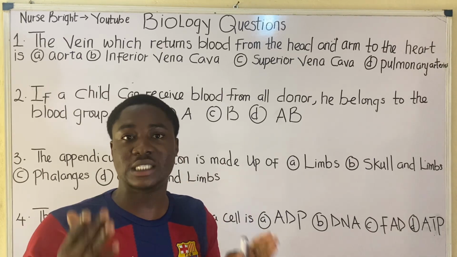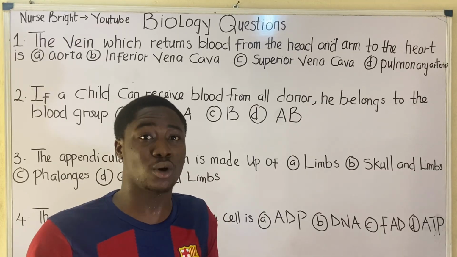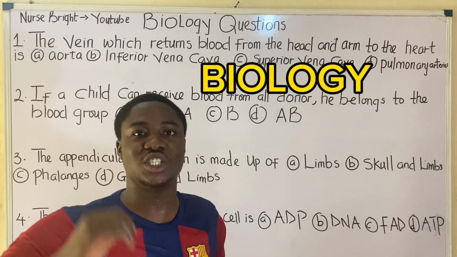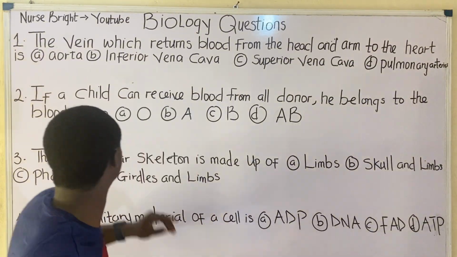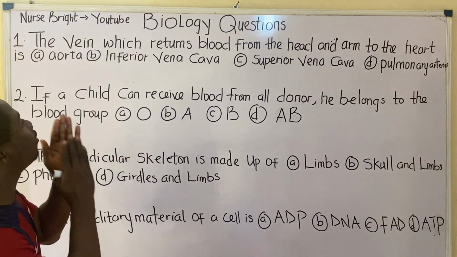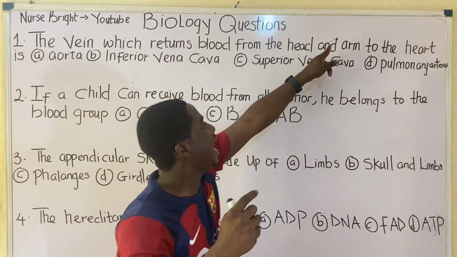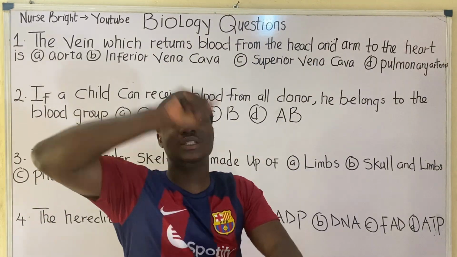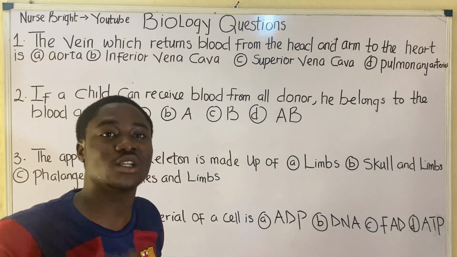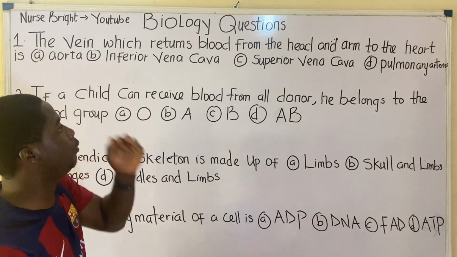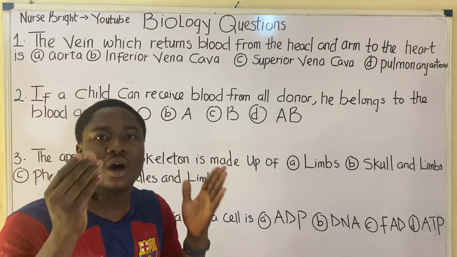In the course of this video lesson, I'll be solving different practice questions that cut across the subject biology. Now let's get into the first practice question, and it says, the vein which returns blood from the head and arm to the heart is called. So they are now asking us which vein returns blood from the head and from the arm to the heart. What's the name of the vein?